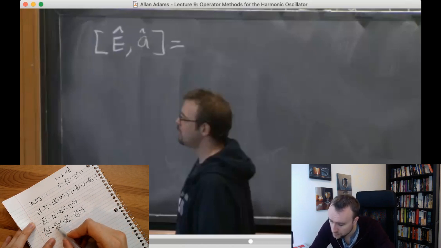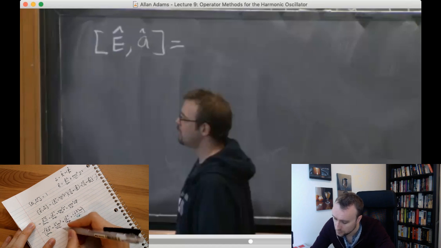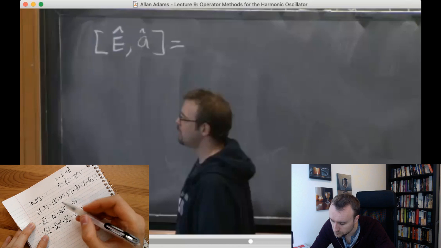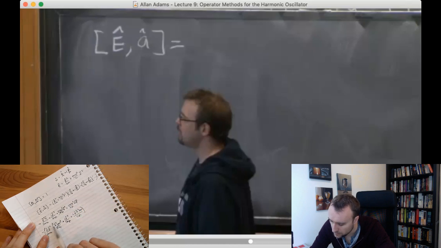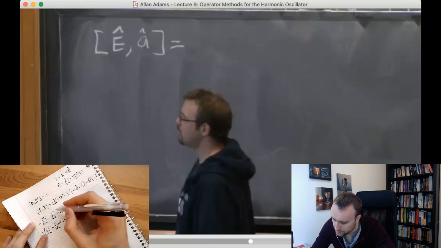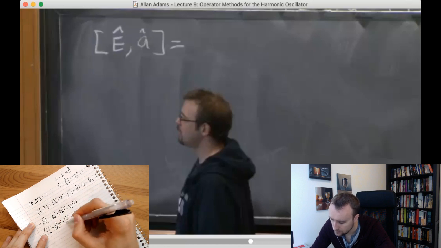So let's eliminate the same terms. So m omega squared x hat cubed over this, these are going to cancel. The i p hat over 2m p0 terms, these are going to cancel.